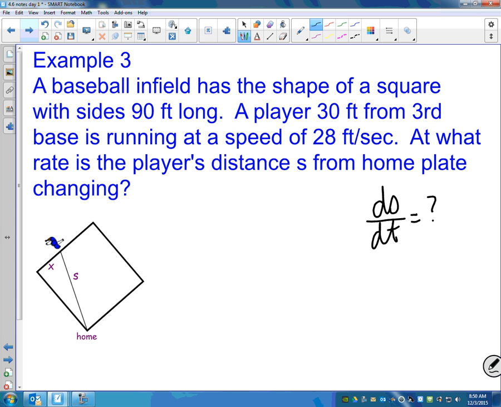We know this is 90, right? Is that true? We also know how far away this player is from third base. We know this is 30, but notice I put an X here, meaning we're going to need that as a letter at some point. This is going to change. So I'm going to say 30 right now, but know that in our equation we don't want to plug 30 in yet.